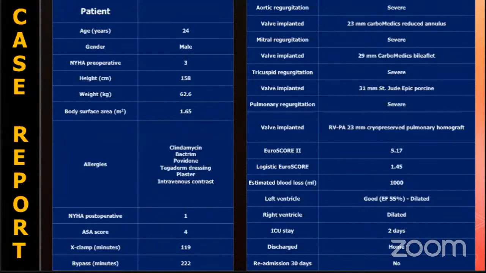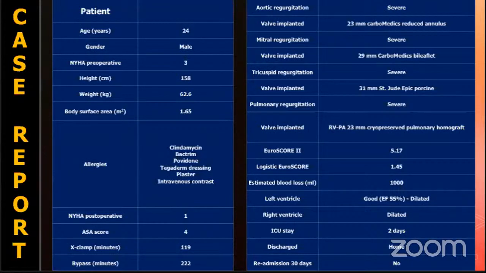ICU stay of this patient post-operatively was only 2 days, and the patient was discharged home. There was no readmission within 30 days. The last time I saw this patient after discharge, at 18 months, he had an excellent functional status and came only for cardiology follow-up to do his echo and further management.